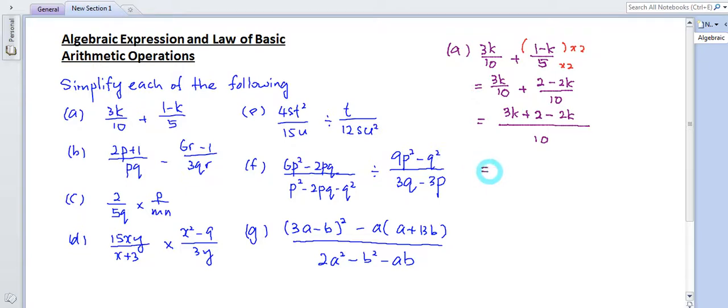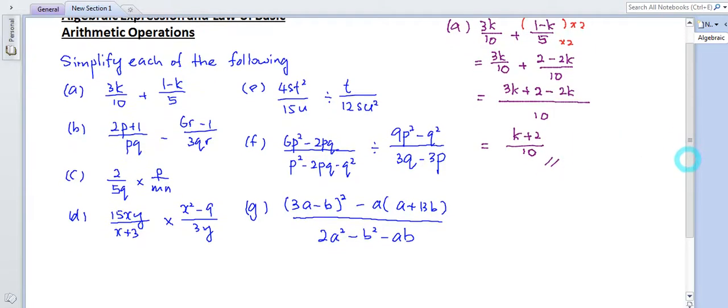Okay, now we search for like terms, then we try to simplify 3k minus 2k. These two are like terms, right? 3k minus 2k, you are left with 1k plus 2 over 10. Okay, so this is the final answer. Let's go to part B.